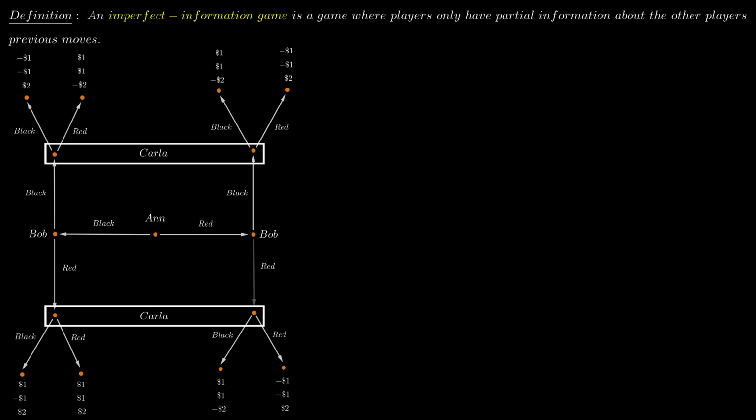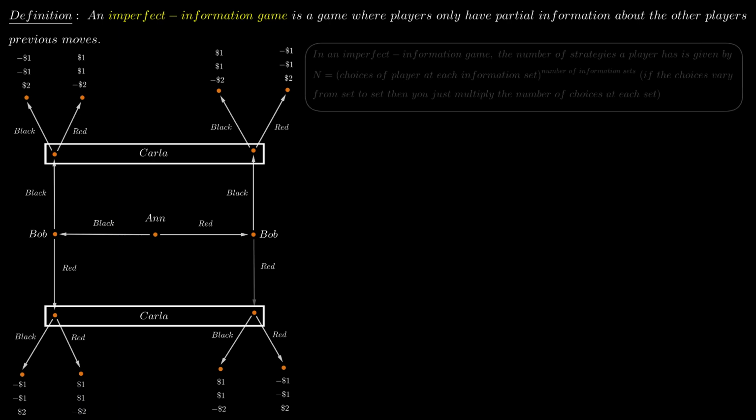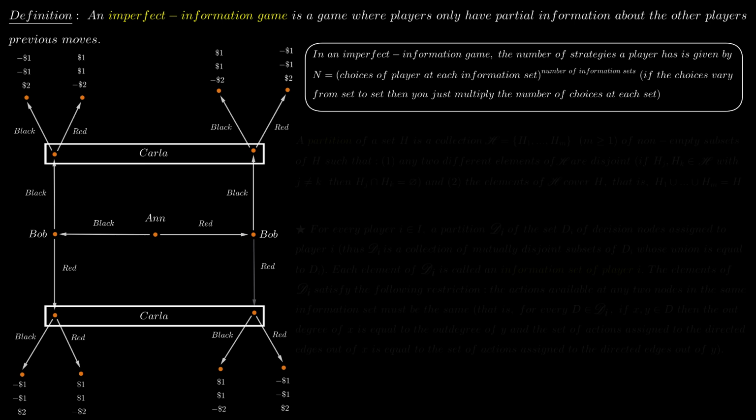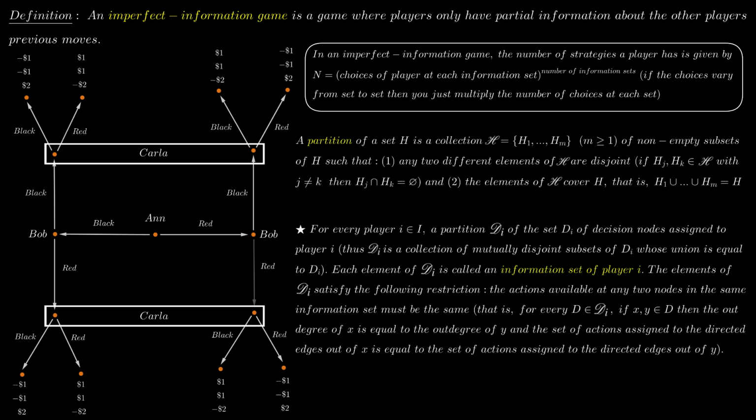So in an imperfect information game, the total amount of strategies a player has is given by this formula here. Choices at each information set to the power of the cardinality of the information sets. That is the number of information sets. And this is the formal definition of an information set, my friends. Now let's move on to the notion of chance moves.